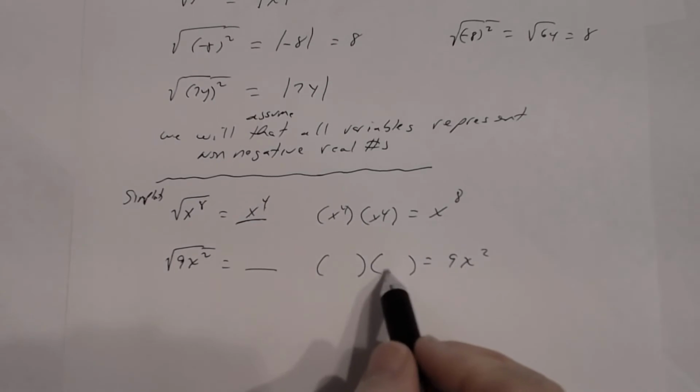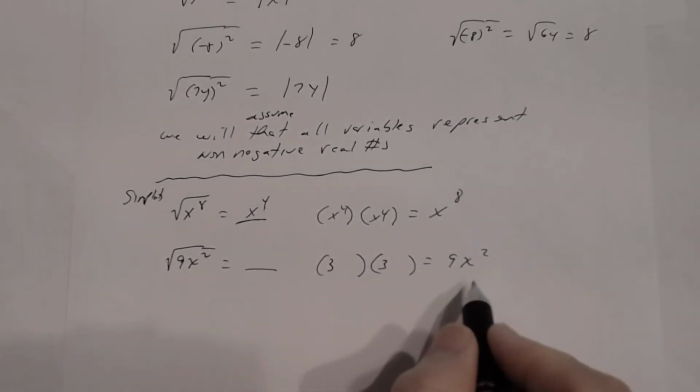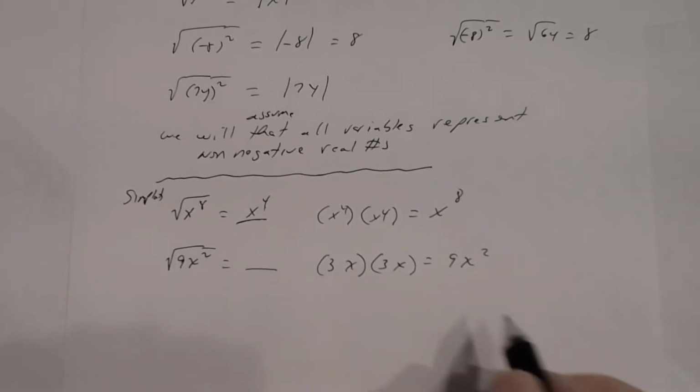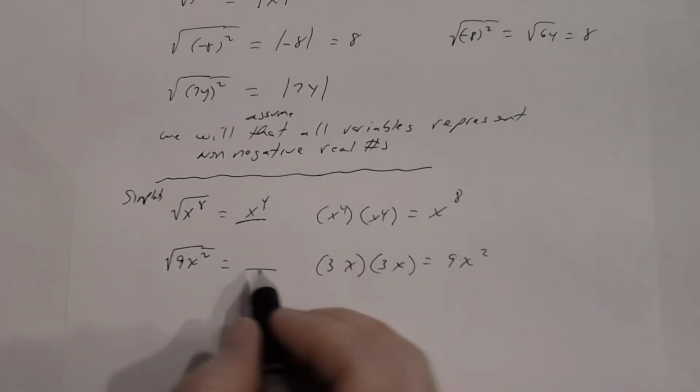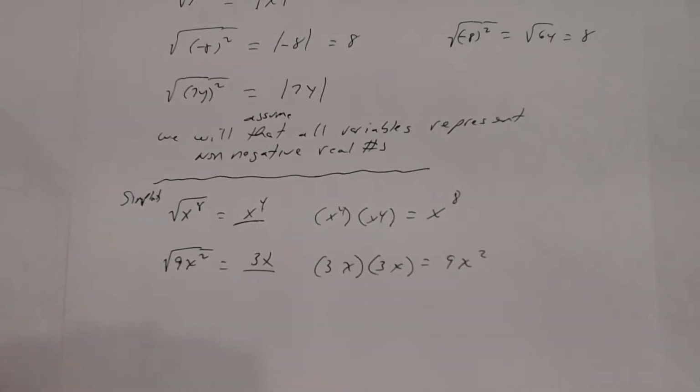Well, what number times itself is 9? Well, 3, right? And then what times itself is x squared? X times x. So there you go. 3x times 3x is 9x squared. So the answer is 3x. Okay? So it's really not that bad.